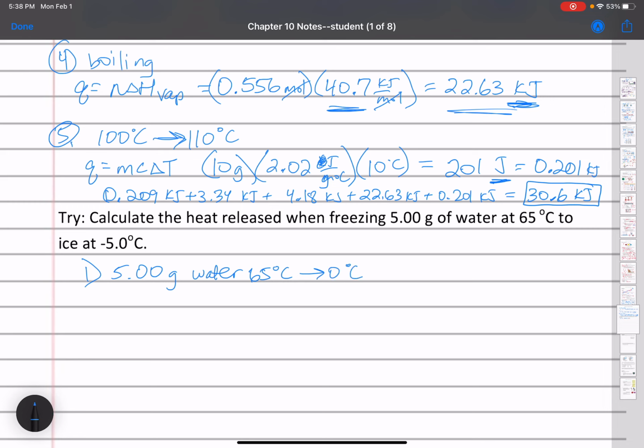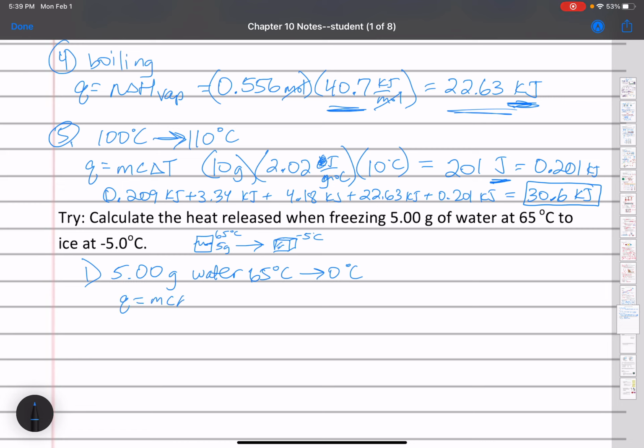So I'm going to do this in a couple of steps. Calculate the heat released when freezing 5 grams of water. So we've got 5 grams of water, and we're turning it into ice. And this is at 65 degrees Celsius, and this is at -5 degrees Celsius. So the first thing I need to do is get my water down to freezing point. So go from 65 to 0 degrees.